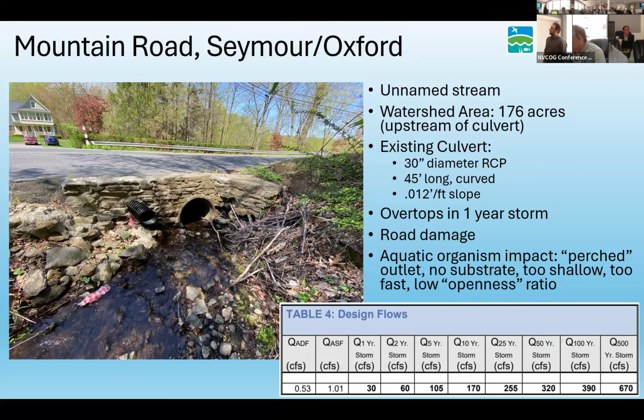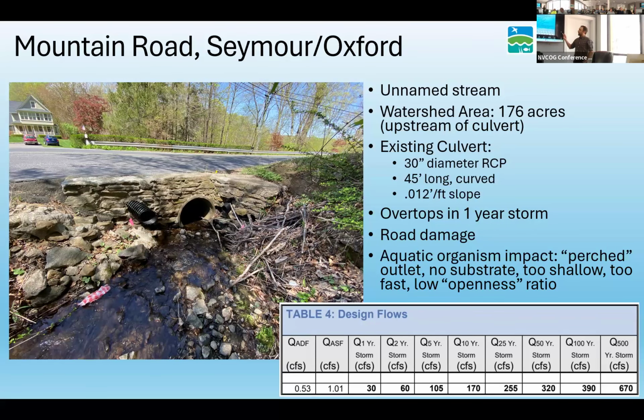What I'm gonna talk about today are 2 culvert projects that we've been working on as part of this partnership with NVCOG and also Luke's. These are 2 real world culvert examples that were identified as flood hazards and also impediments to wildlife passage.